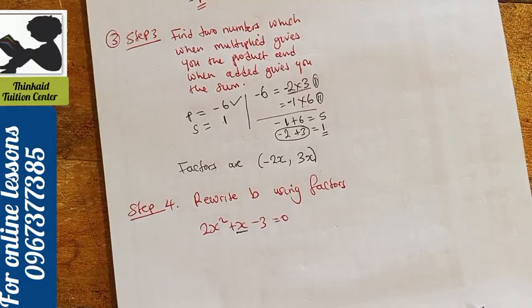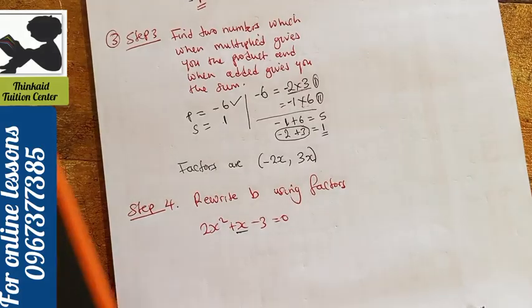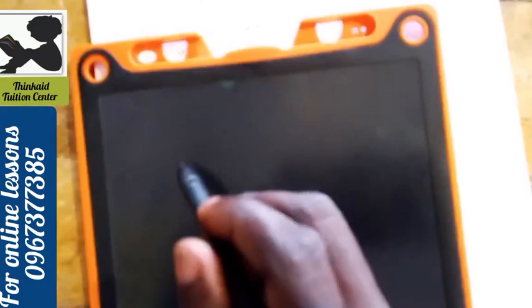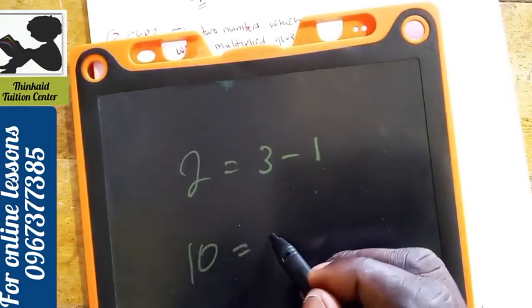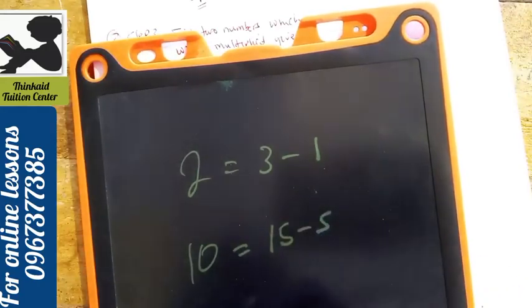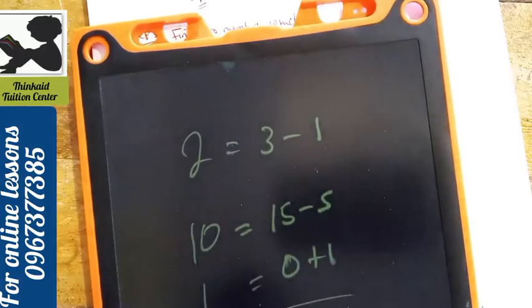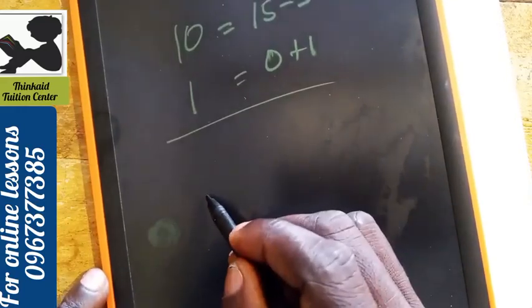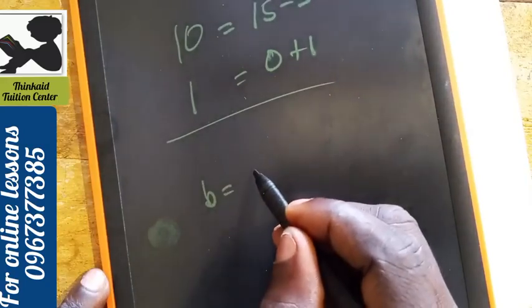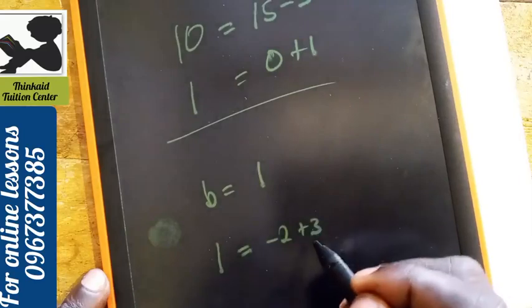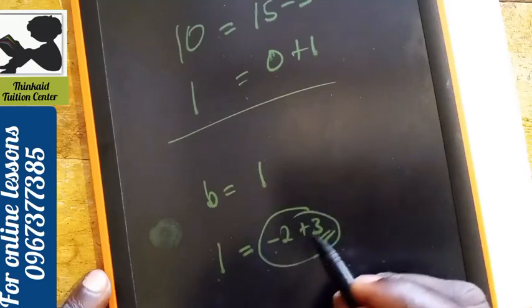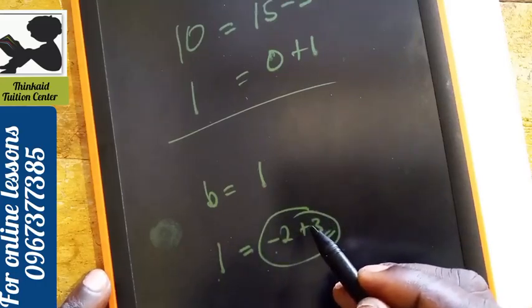Remember, we all agree to say that mathematically it is correct to say, allow me to show you something here. Mathematically, it is true to say 2 is same as 3 minus 1, or 10 is same as 15 minus 5, or even 1 is same as 0 plus 1. It means if you look at our product in the equation, the b is 1, meaning we can write 1 is the same as -2 plus 3. So where there is 1, we're going to put -2 plus 3, because we understand that -2 plus 3 still gives us the same thing.